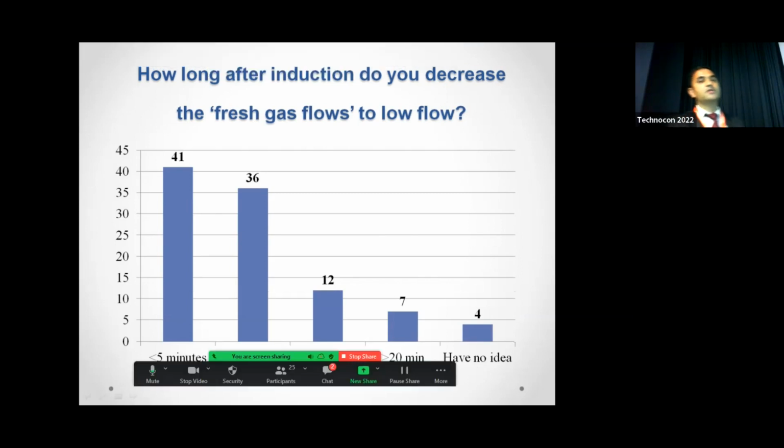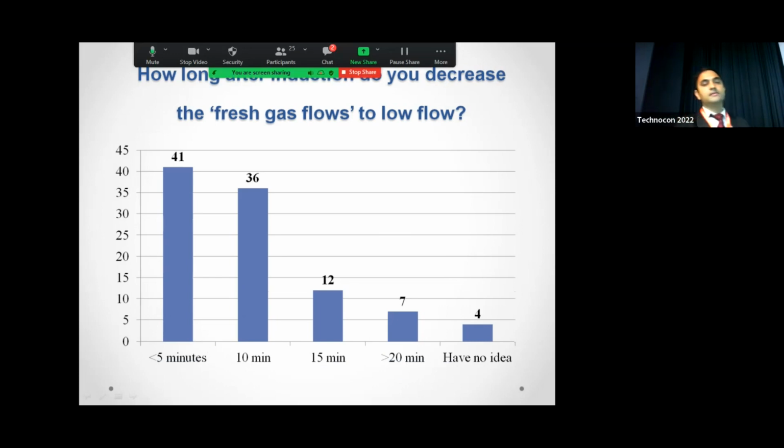My next question was, how long after induction do you decrease the fresh gas flow to low flow? Most answers were less than 5 minutes. We came to know during the studies that we should usually implement the maintenance phase 15 to 20 minutes after the induction, so the gases can reach a constant concentration in the circuit.